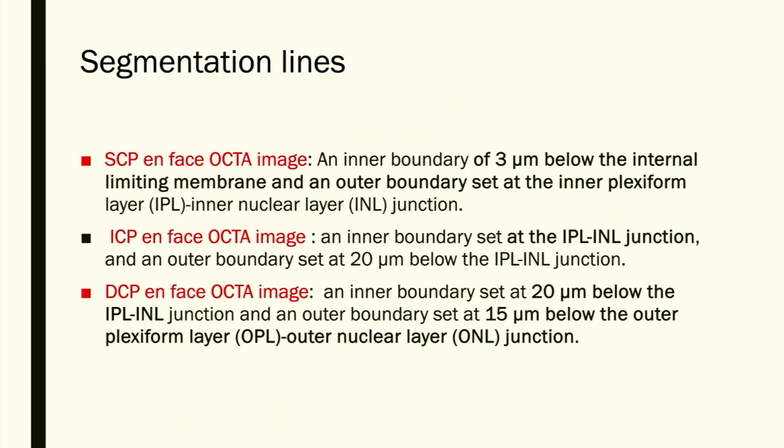This is because of the segmentation lines. Now the segmentation lines, any machine will tell you what exactly the inner boundary is, from 3 micron from the internal limiting membrane. I am very bad at numbers, I don't remember it. But you must all know it, you must all remember it.